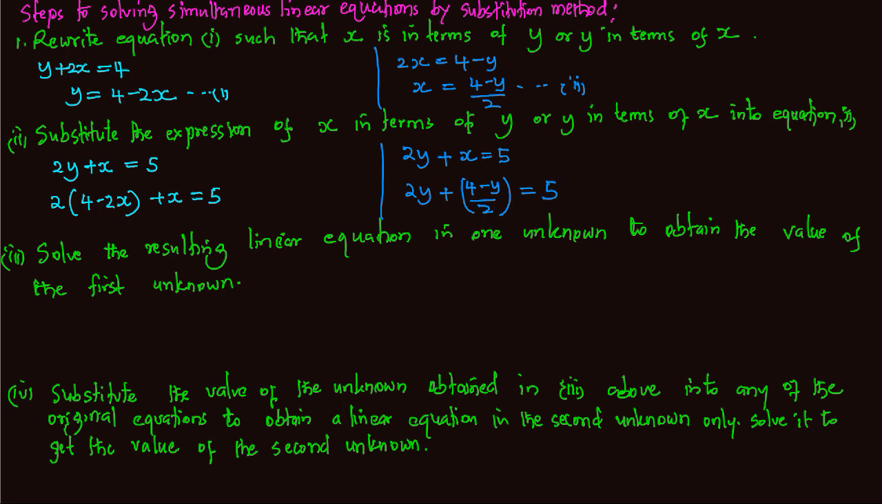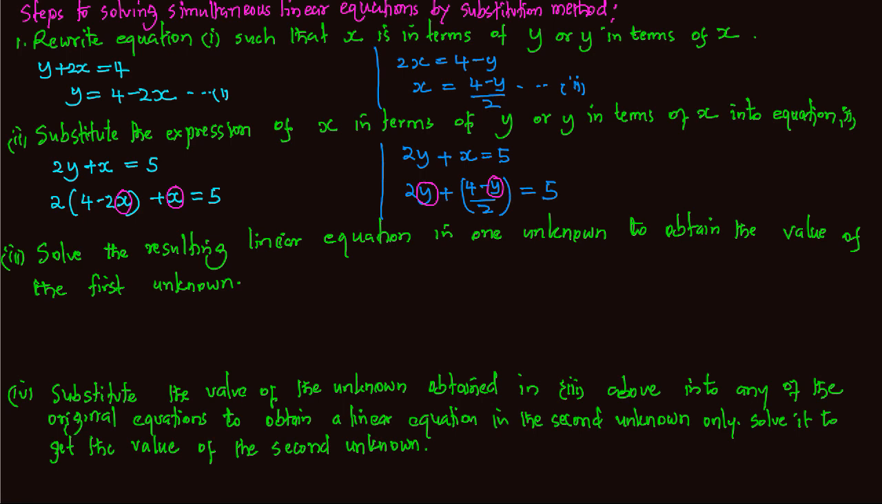In both cases, the resulting equations are equations in one unknown, x and y. So we only have one unknown in both instances. Then we go to step 3. We solve the resulting linear equations in one unknown to obtain the value of the first unknown.